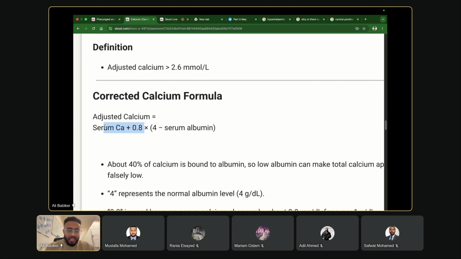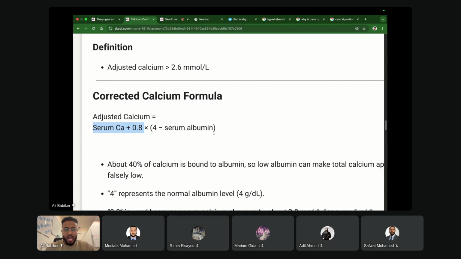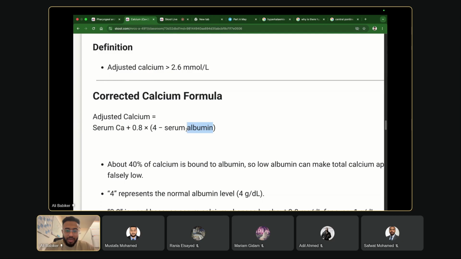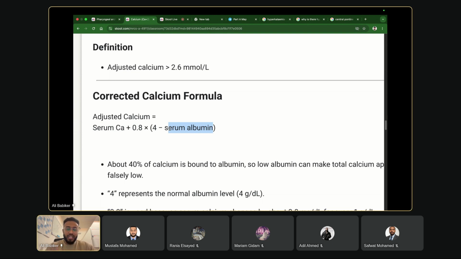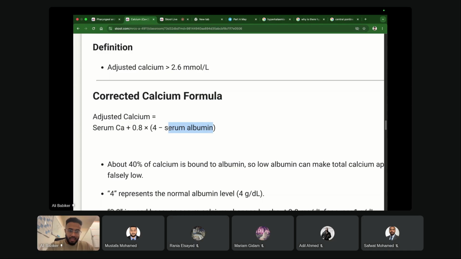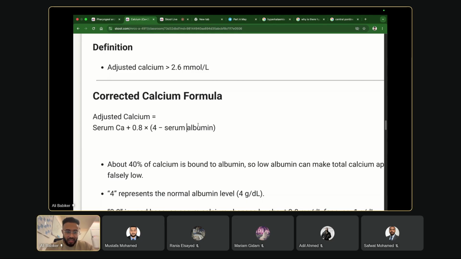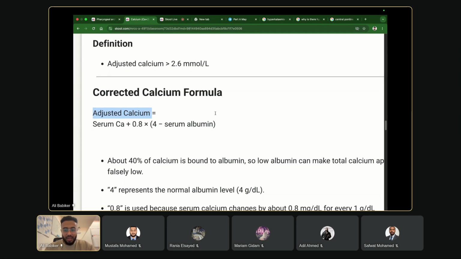Okay? This will correct your serum calcium. How? Because your serum albumin is low already. That means the reading you see is not correct. That means the reading you see is lower than what it should be. If it's 3 here, 4 minus 3 is 1. 1 multiplied by 0.8. You add it to the serum calcium, that will give you an accurate reading. Why? Because the serum albumin is low, which will give you a lower reading than it should be. And if you apply this formula, it will get you to the right number.